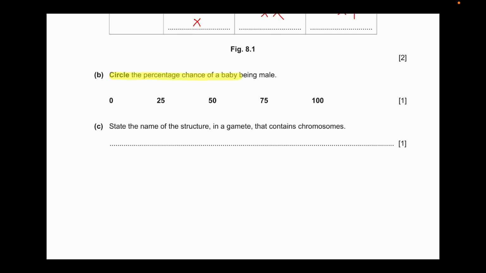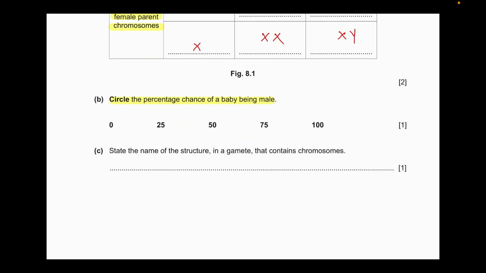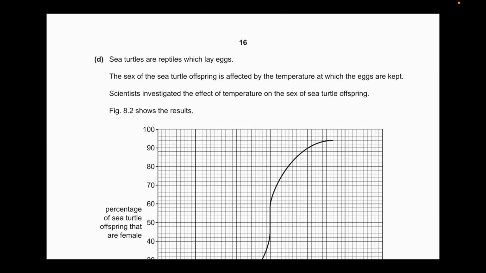Circle the percentage chance of having a baby being male. So the chance of having a male or a female is 50%, so it will be 50%. State the name of the structure in a gamete that contains the chromosomes. Well, nucleus contains the chromosomes, so we'll just write nucleus. Moving on.